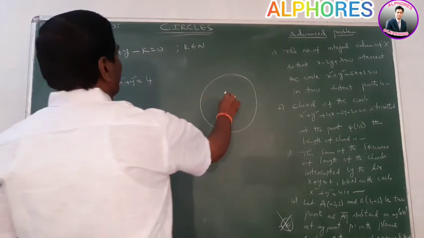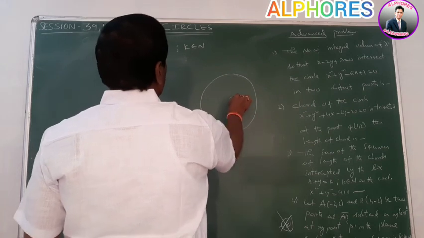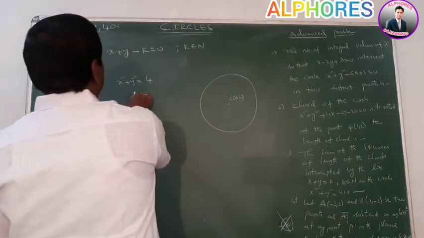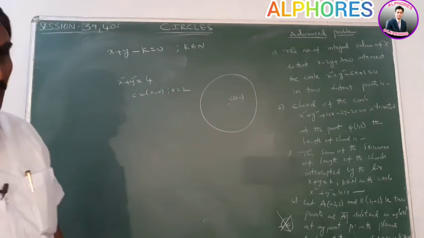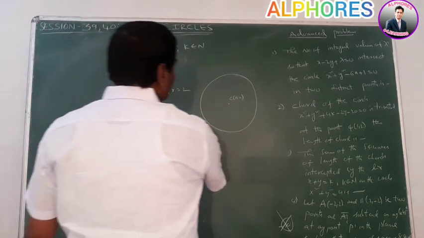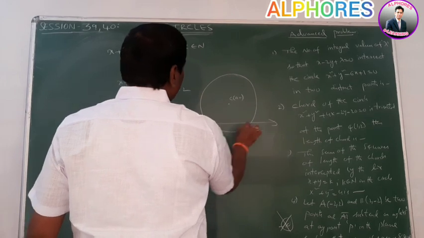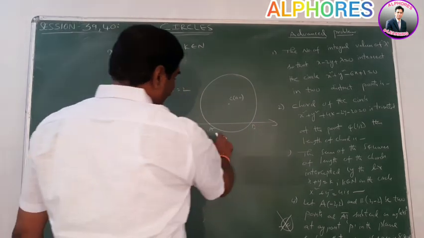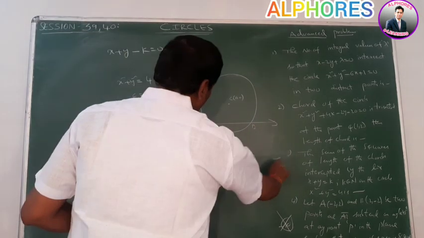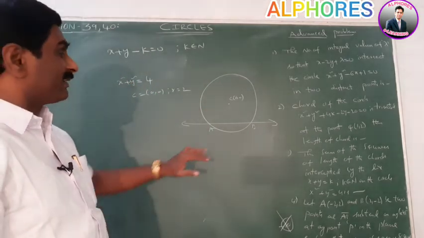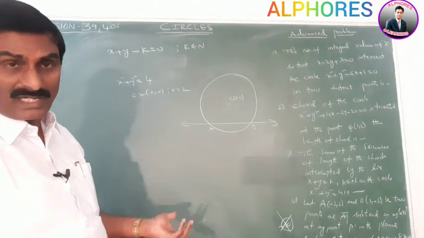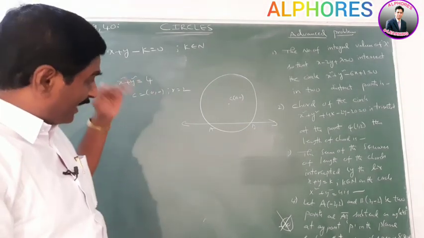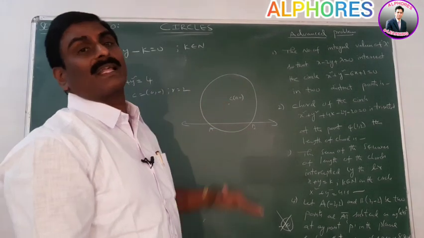Here the circle equation is x square plus y square is equal to 4. That means the center of the circle is 0, 0. Radius of the circle is equal to 2 units. Suppose this line cuts the circle at 2 points, we get the length of the chord. If the line touches the circle, the length of the chord is 0. If the line is away from the circle, then it neither touches nor intersects, that means the length of the chord does not exist, that means 0. If the line cuts the circle, then only we get the length of the chord.